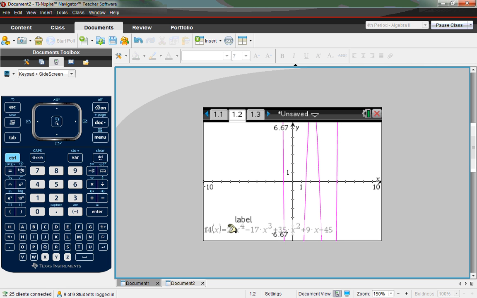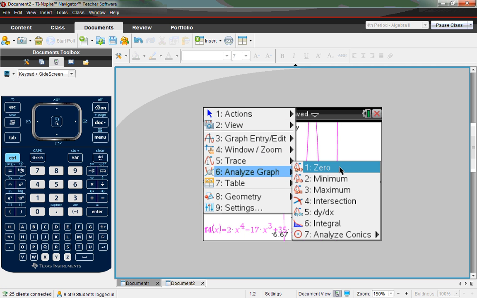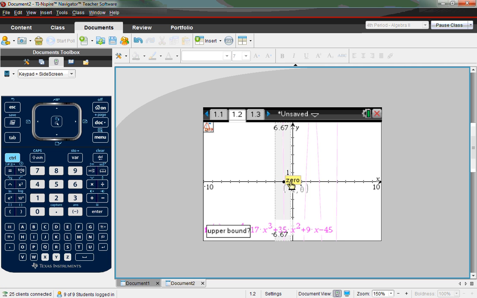Now what it's asking you to do is to confirm that your zeros are on that rational list. So look at this, and you're going to say that this 0 is right here. It looks like it's at what number? The first one looks like it's going to be at negative 1. So go ahead and do menu. You can do this 2 ways. You can do evaluation, or you can do analyze graph. So if we do menu, analyze graph, zero, left bound, right bound, there it is.